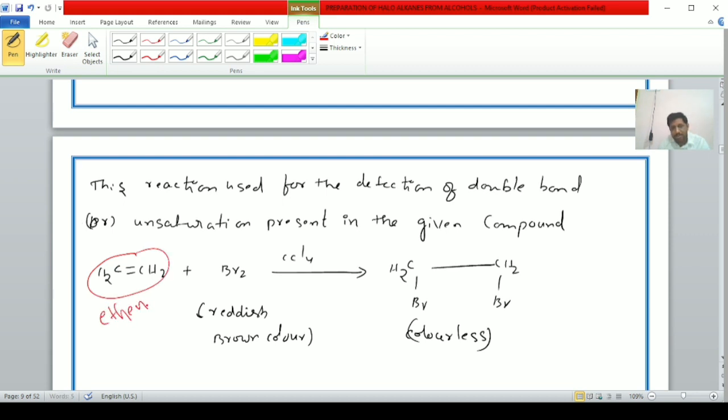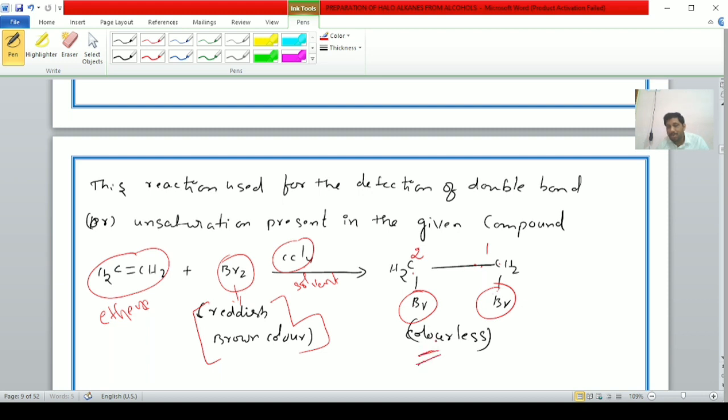Here example is ethene. Ethene reacts with bromine in the presence of carbon tetrachloride solvent, which is having a reddish brown color. Then it can form a vicinal dibromide, because the bromine atoms are present on adjacent carbon atoms or side by side carbon atoms.